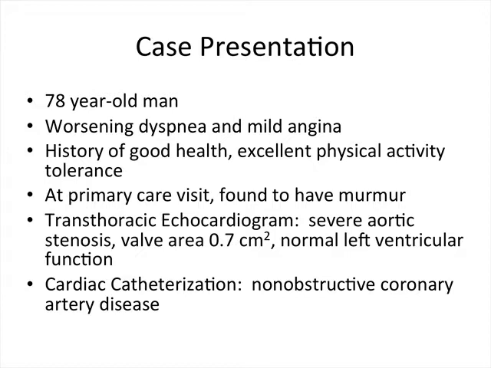To review, the case involves a 78-year-old man who presents with worsening dyspnea and angina over the past several months. He has been in good physical condition prior to this time, able to play tennis and exert himself physically. When he was seen at his primary care physician's office, he was found to have a murmur consistent with aortic stenosis. He was referred to a cardiologist for a workup for aortic stenosis.